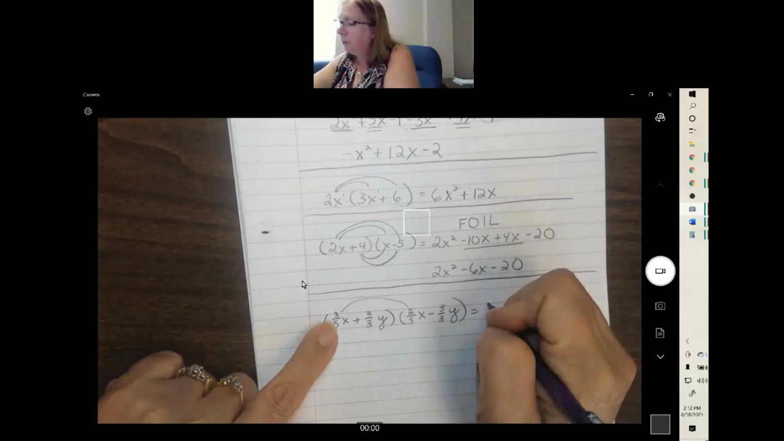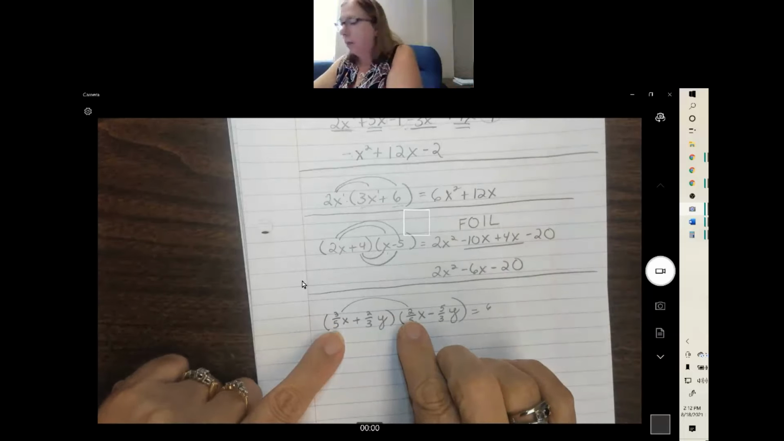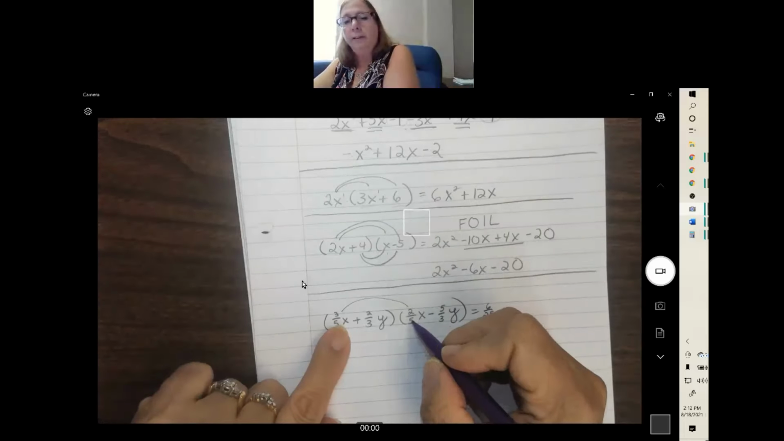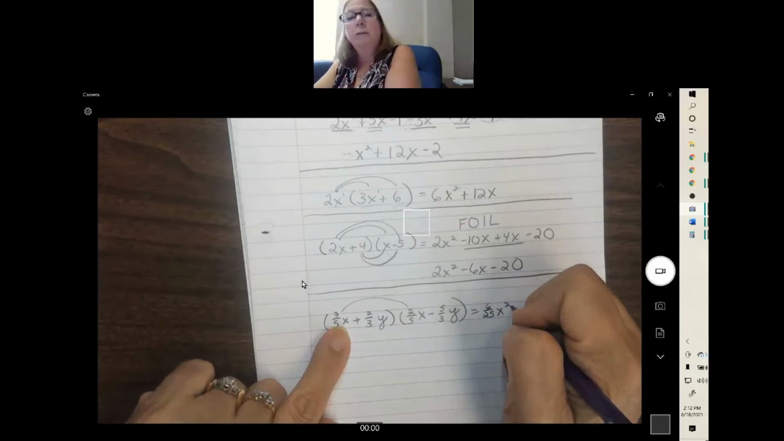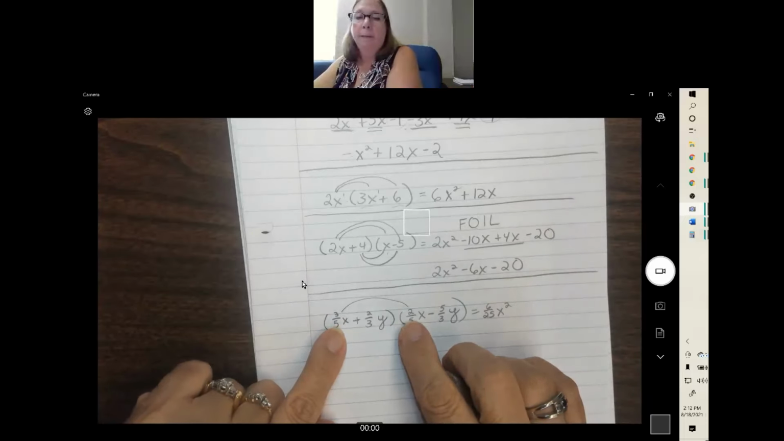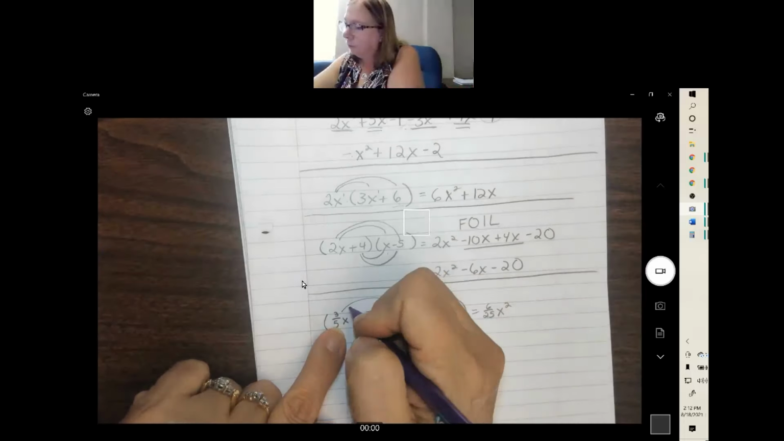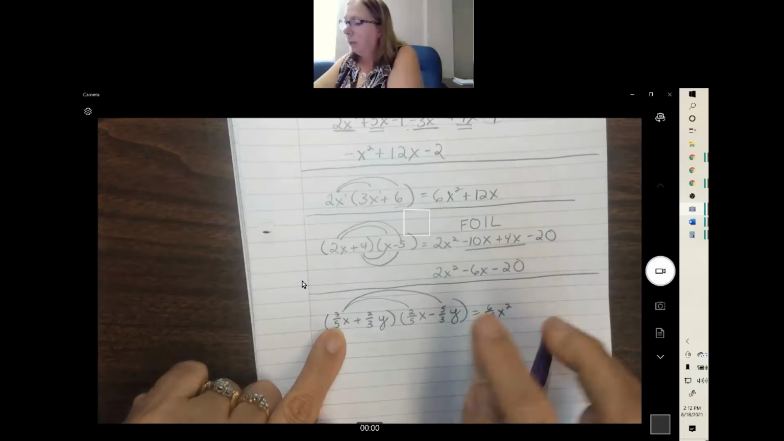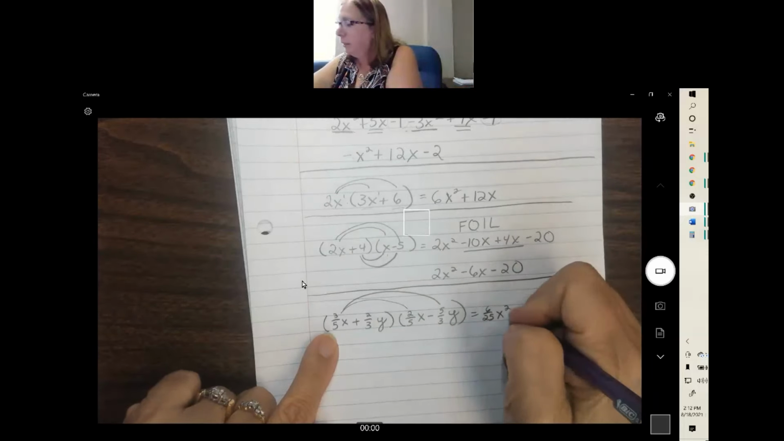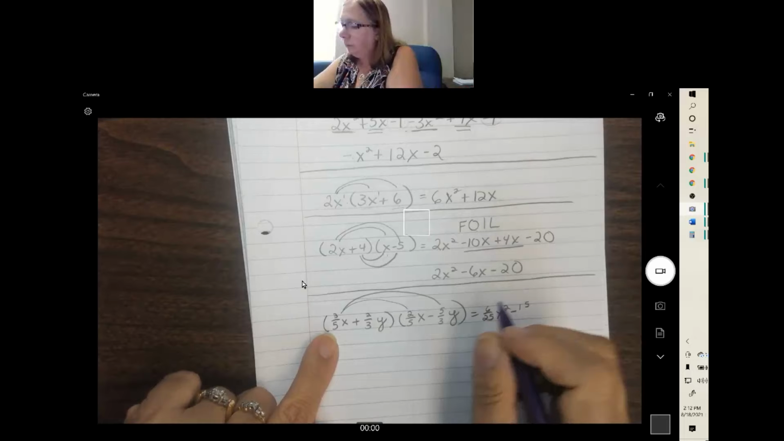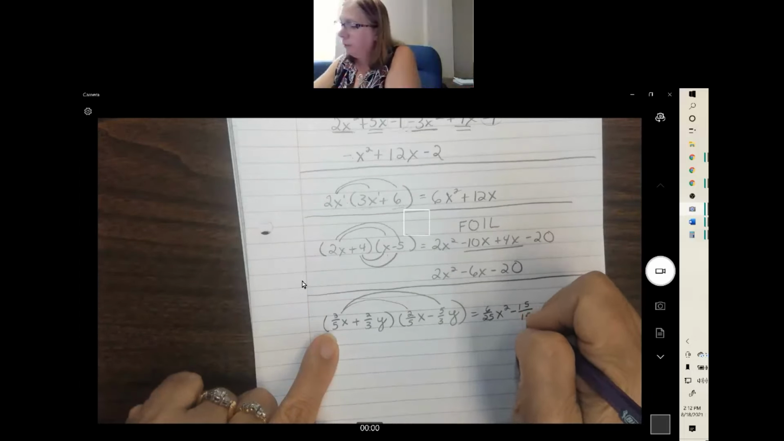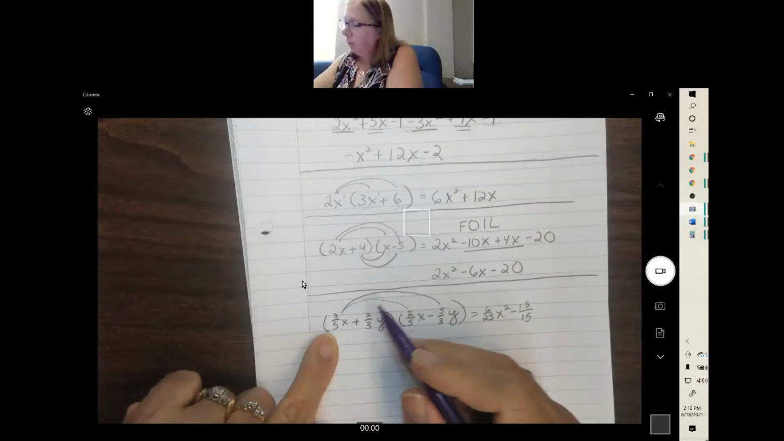3 times 2 is 6. 5 times 5, 25. And then the x times the x is x squared. So that would be multiplying just the first two. Then we multiply the outside two. Again, multiplying straight across. 3 times 5 is a negative 15. 5 times 3 is 15 xy.